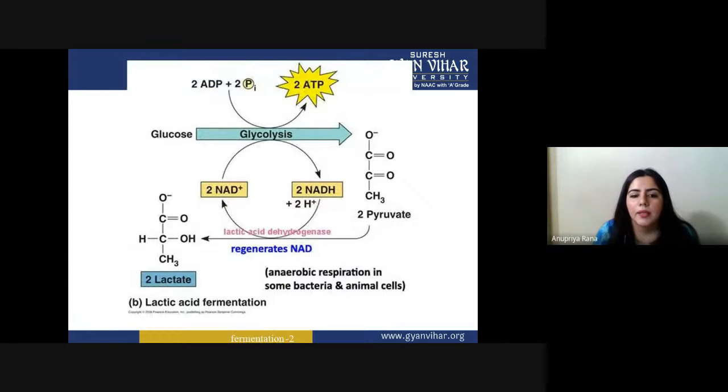You can see here a diagram of lactic acid fermentation. Glucose through glycolysis is converted to pyruvate, and pyruvate with lactate dehydrogenase is converted into lactate. So this is lactate, which is going to add up with water and convert into lactic acid.